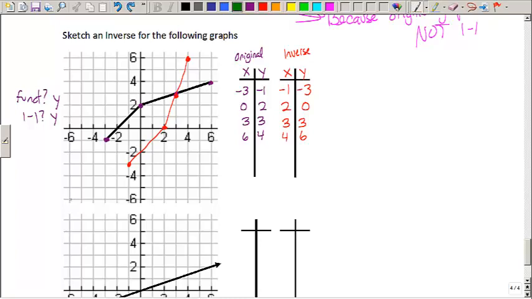One interesting thing to note is that if you draw the line y equals x, the original graph is a reflection of the inverse graph over the line y equals x. And that's because we're interchanging x and y, so it's reflecting over the graph y equals x because the two lines are interchanging.